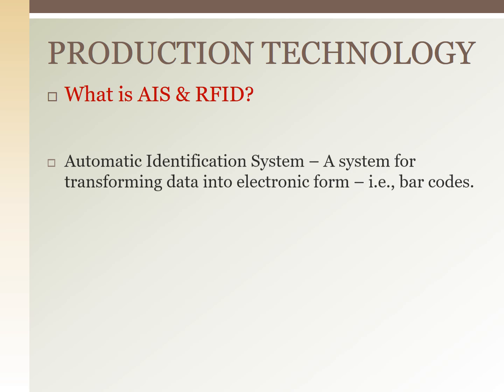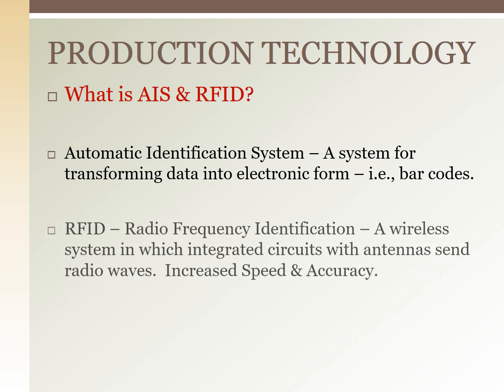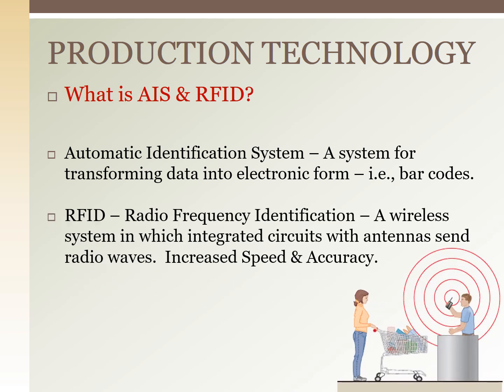AIS and RFID are automatic identification systems used for transforming data into electronic form, for instance, barcodes. RFID is radio frequency identification, a wireless system in which integrated circuits with antennas send radio waves, and it increases the speed and accuracy of your inventory, your sales, and what you need to order.